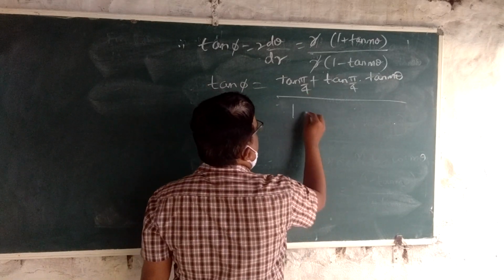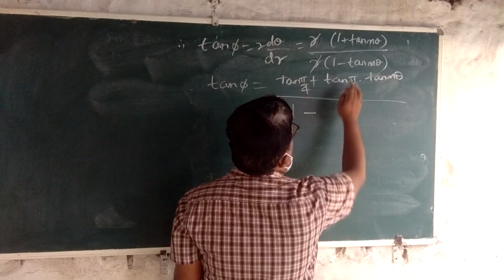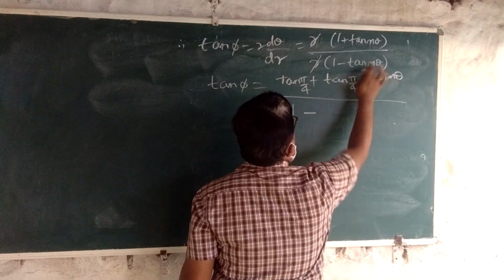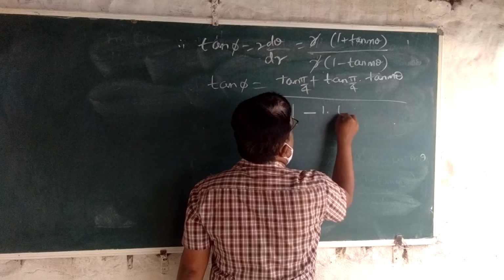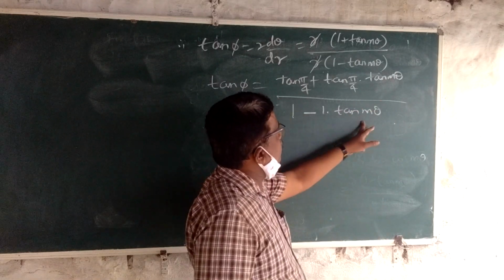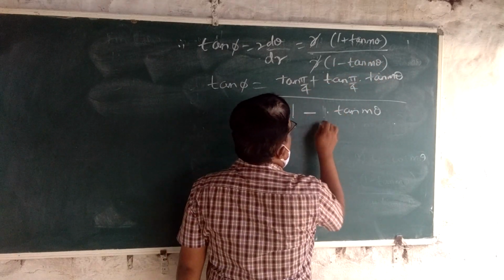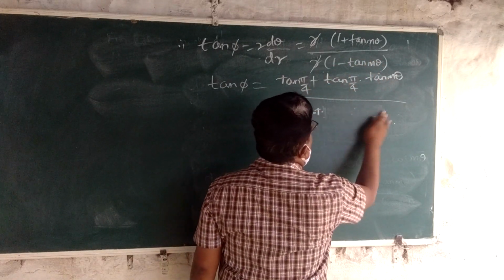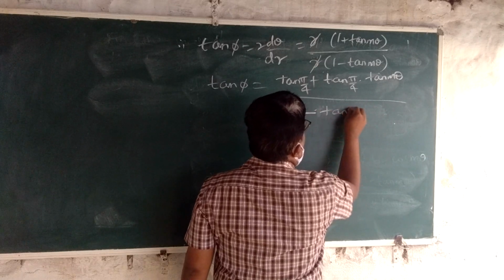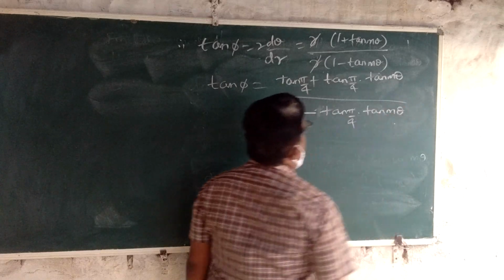That is 1 only. Then minus 1 minus. Then here again 1 into tan mθ. This can be written as 1 into tan mθ. So 1 into tan mθ gives again tan mθ only. Now here in place of 1 I replace this by tan π/4. So tan π/4 and this is tan mθ.